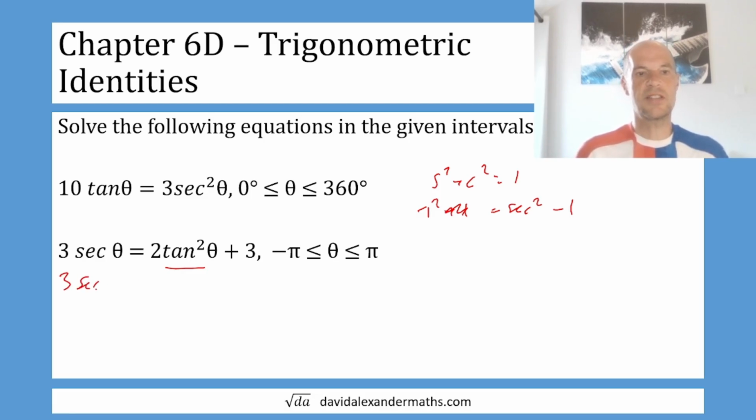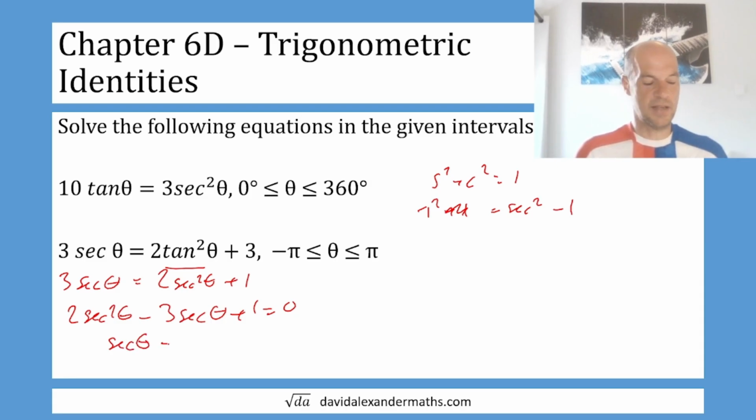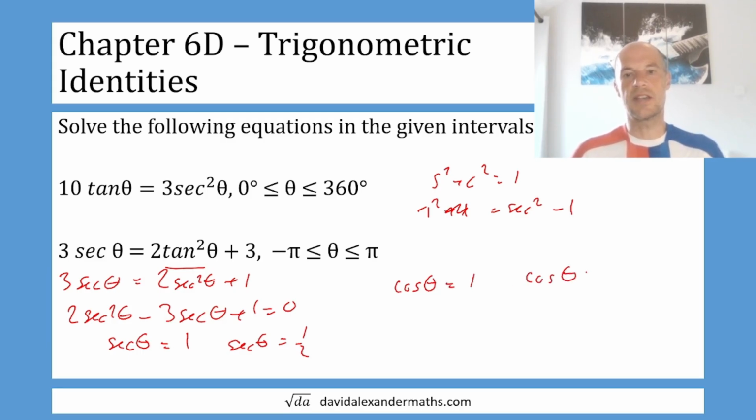So what we have is 3 sec theta equals 2 sec squared theta, take away 2, and minus 2 plus 3 is plus 1. So, turning it into a quadratic, I've got 2 sec squared theta, take away 3 sec theta plus 1 equals 0. So the sec of theta is 1, and the sec of theta is 1/2. So when I solve it, I can turn it into cos of theta is 1, and the cos of theta is, well, this fraction flipped, 2. Well, the cos of theta can never be 2. So it's just where the cos of theta equals 1.